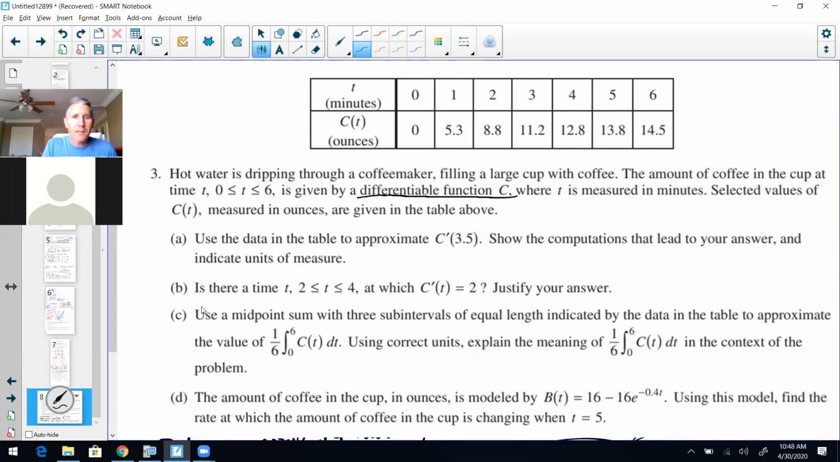Okay, so it asks, is there a time in between T equals 2 and 4, in between this and this, is there a time? Or does there have to be a time, really? When it says, is there a time, really it's, does there have to be a time in between 2 and 4 at which C prime of T is equal to 2. So C prime of T. What does C prime of T really mean anyway, right? What does C prime of T mean? Anybody?